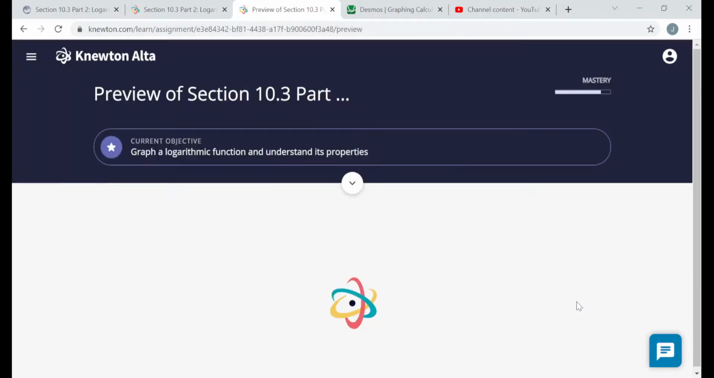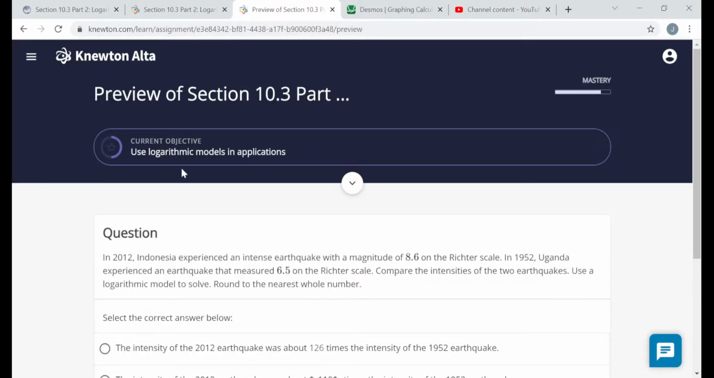All right, and then finally, we got 2 more questions using models here. All right, so we're back to the earthquake intensity. So this is very similar to the one earlier with the Chilean one and the Haitian one, but this time it's an Indonesian earthquake from 2012 and a Ugandan earthquake from 1952.